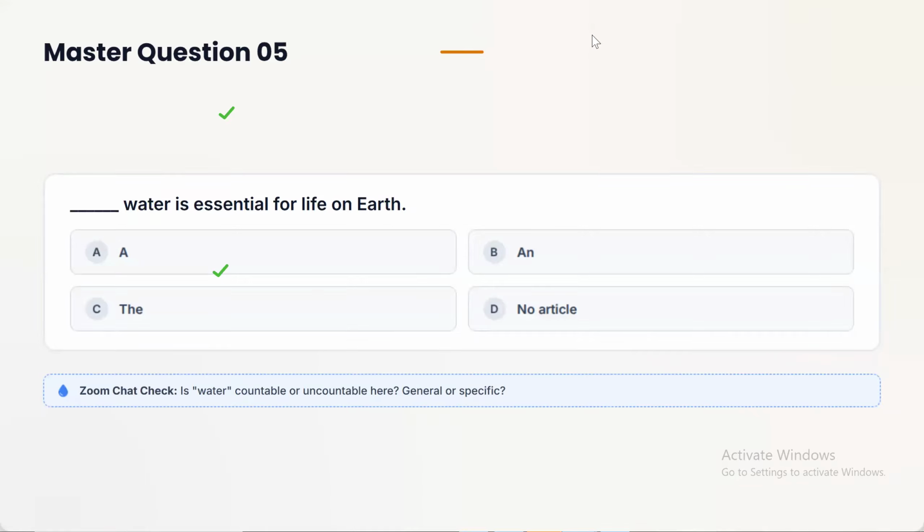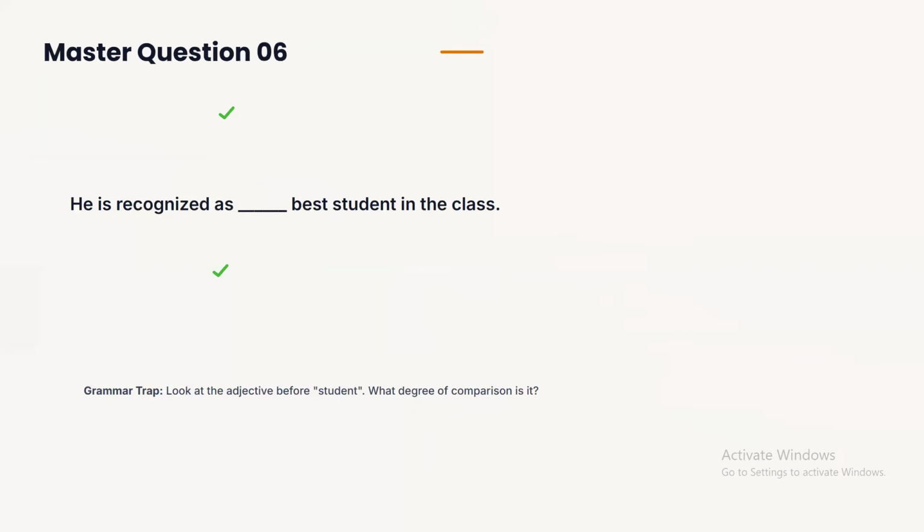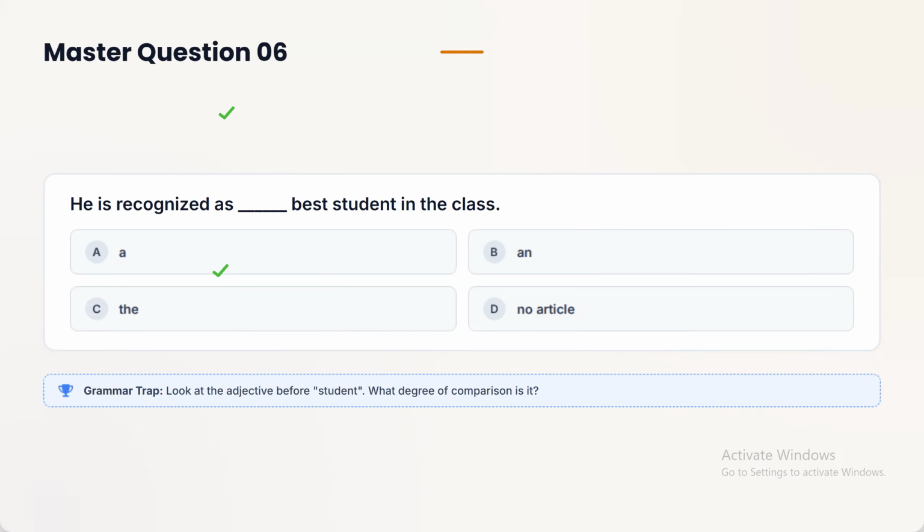Exactly. That's it. I don't need to stress myself on that. She has simply said it. Water is an uncountable noun. So an uncountable noun doesn't take a or an. So you will simply use no article for that. Absolutely. The next one: E is recognized as dash best student in the class.